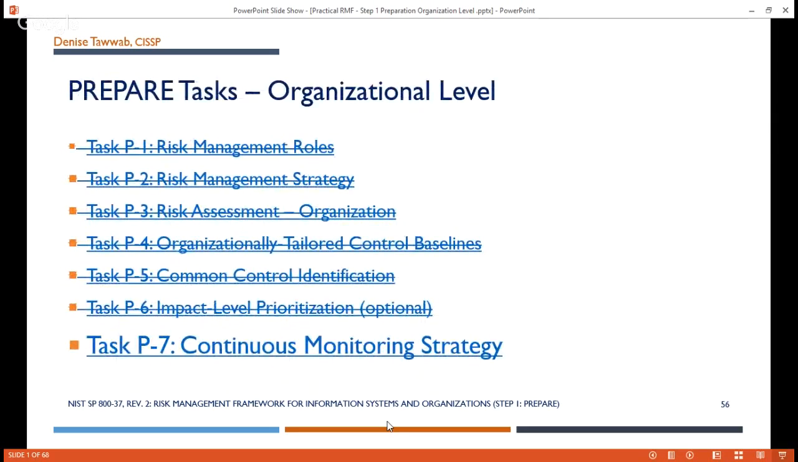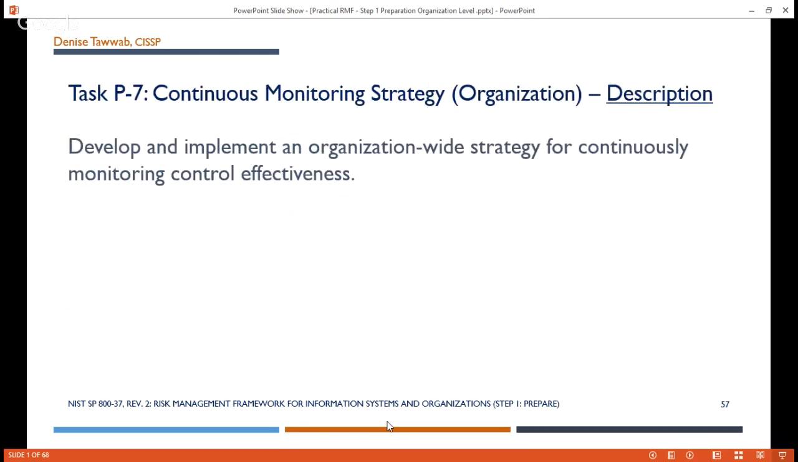All right, finally, we get to the last task in step 1 of the risk management framework, where you prepare the organization. We get to the last organization level task. That's your continuous monitoring strategy. In this task, you develop and implement an organization-wide strategy for continuously monitoring the effectiveness of your controls.